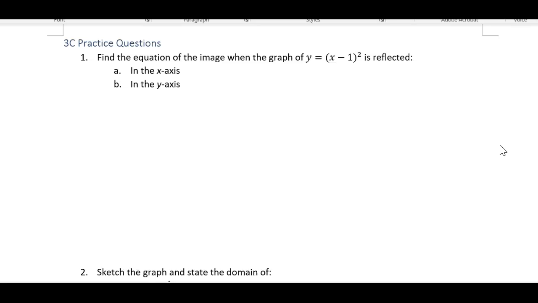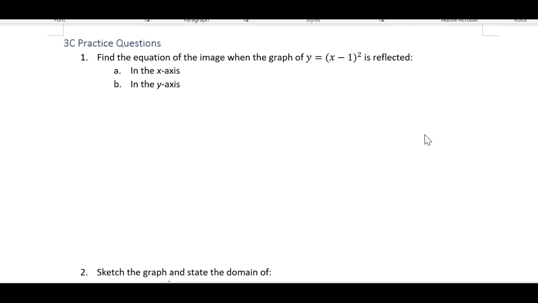Okay, so for question 1, we've got the graph of y equals (x minus 1) squared. And it's reflected, first of all, in the x-axis and then in the y-axis. Now, with this graph, before you even start doing anything, think about what the graph actually looks like. So we've got a parabola and it's been shifted to the right one. So your basic parabola has already had a translation. But this time we're going to reflect it.